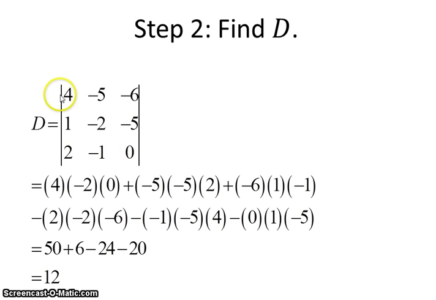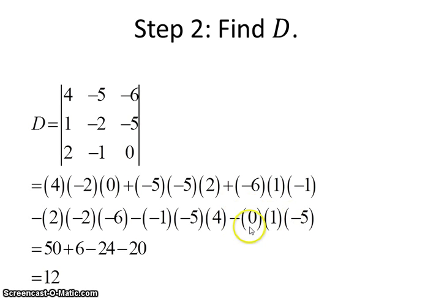So our positive diagonals will go down. So our first is 4 times negative 2 times 0. Our next is negative 5 times negative 5 times 2. And our last is 6 times negative 1 times 1 times negative 1. Our negative diagonals go up. That's our 2 times negative 2 times negative 6. That's minus that. Minus negative 1 times negative 5 times 4, and minus 0 times whatever.